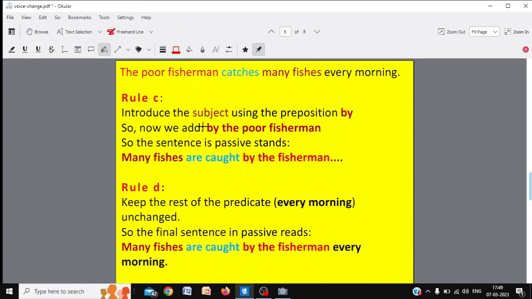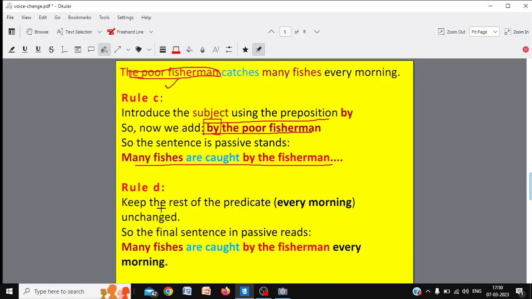Now rule C, introduce a subject by using the preposition by. This is the subject. So we introduce it by the preposition by. So we say by the poor fisherman. By is a preposition we are adding, and the poor fisherman is already there. So by the poor fisherman. So we are getting: many fishes are caught by the fisherman.